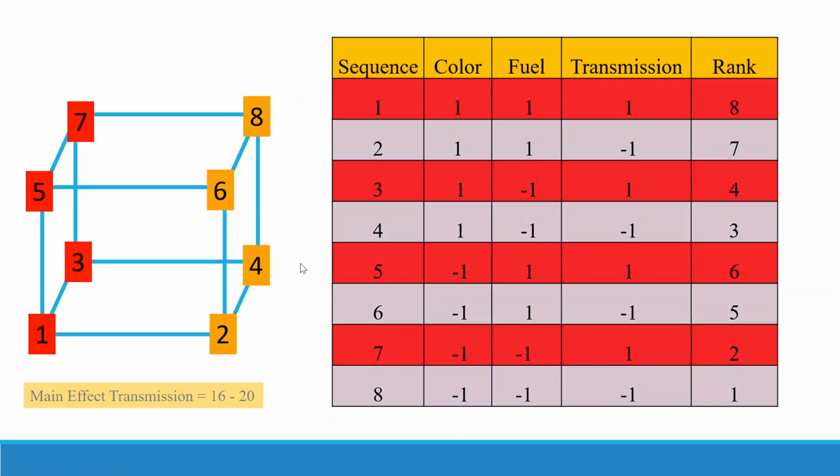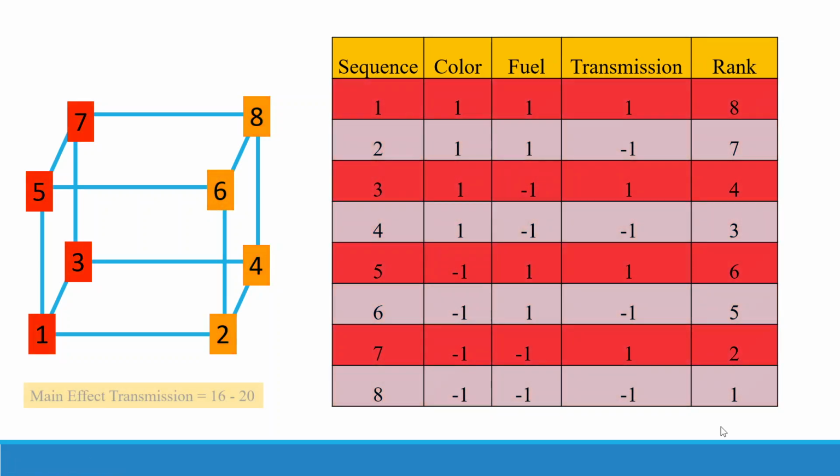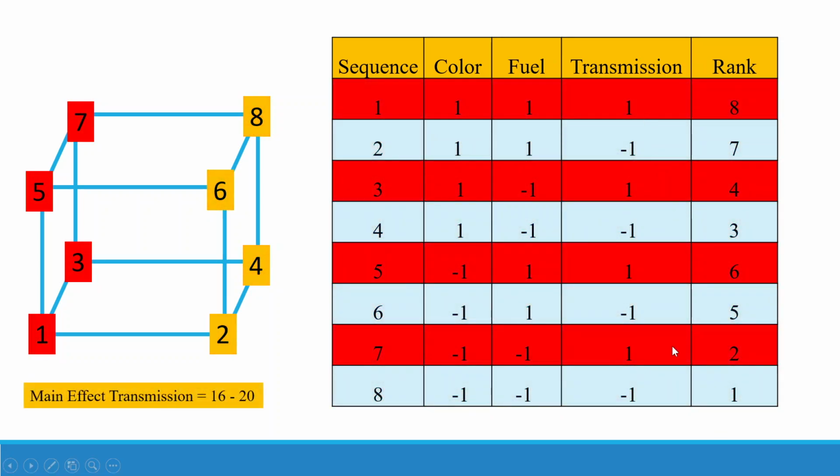Now what we will do? We will take the summation of the ranks. So these are the ranks which are given by the customers, the most preferred and the least preferred. So 2, 4, 6, 8. Transmission is -1, -1, -1, -1, and the ranks are 7, 3, 5, and 1. So let's take the summation of it. 7 plus 3, 10, plus 5, 15, plus 1, 16. Now we will take the summation for 1, 1, 1, 1. So 8 plus 4 plus 6 plus 2.